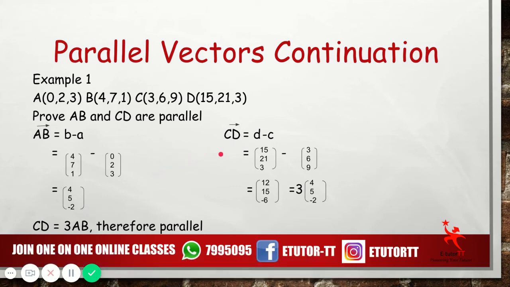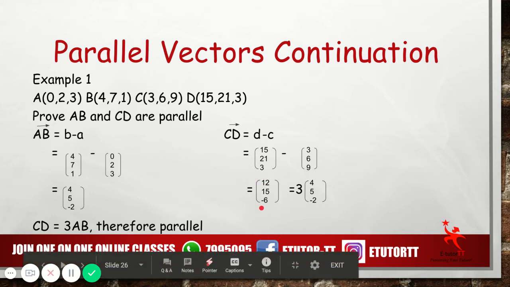And for CD now, we have D minus C, which is (15, 21, 3) minus (3, 6, 9). So we have 15 minus 3, we get 12. 21 minus 6, we get 15. And 3 minus 9, we get negative 6. So now we have to compare both and see what we can do. Is there a number that can be multiplied by this vector in order to get (12, 15, negative 6)?